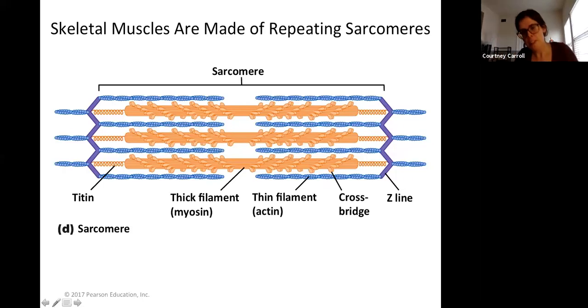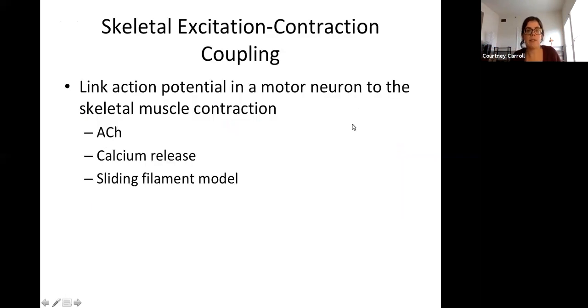Okay, so these filaments are going to slide over each other in a sliding filament model. So how does this happen? We have a link between the action potential in a motor neuron and the skeletal muscle contraction. We call this excitation contraction coupling.